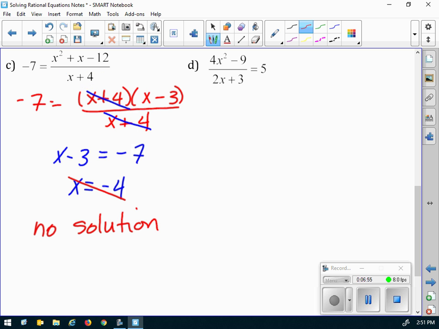Here's what you've got to understand. What that means is this thing right here will never, ever equal negative 7. Ever. No way. D.